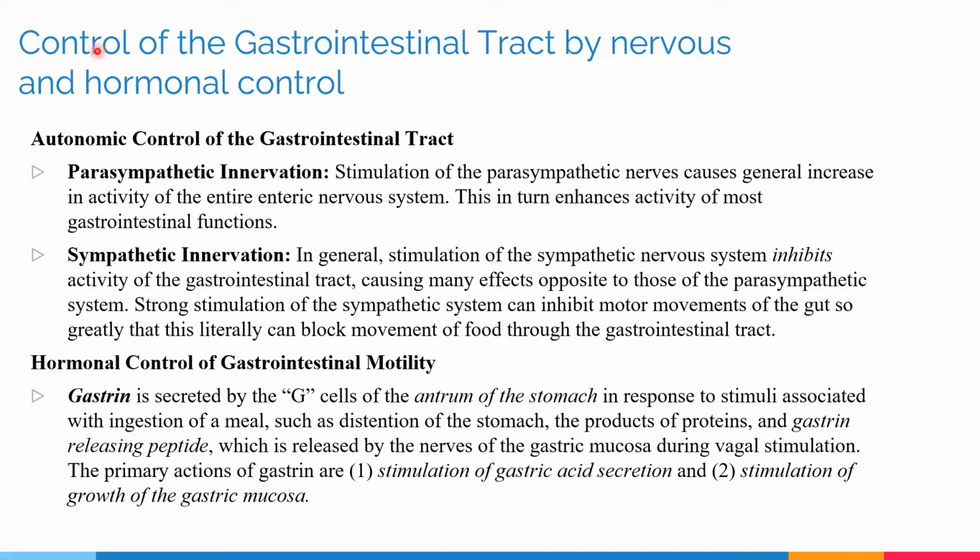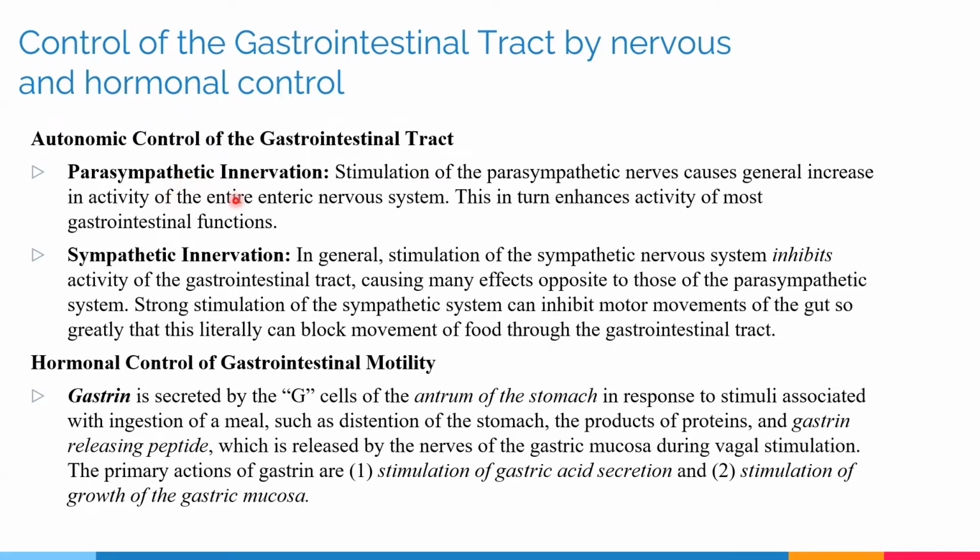Next, we look into in detail the control of the gastrointestinal tract by nervous and hormonal control. First, we look into the autonomic control of the gastrointestinal tract. Obviously, we know that the gastrointestinal system is not under our voluntary control, and functions autonomously. And thus, the autonomic nervous system is the one that controls it. This is divided into two major halves, the parasympathetic control and the sympathetic control.